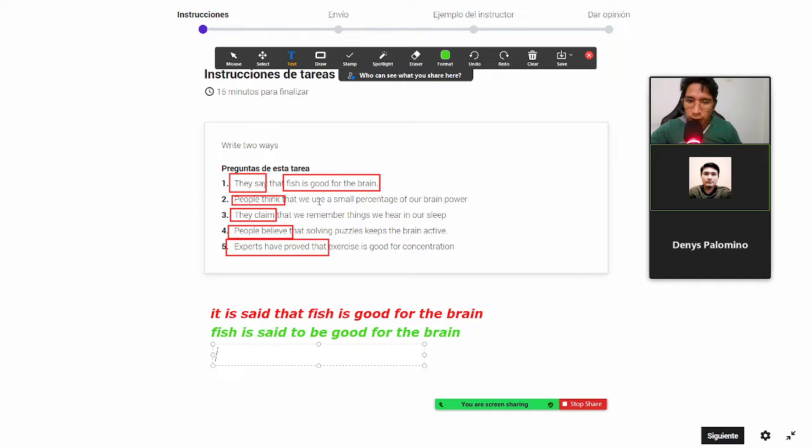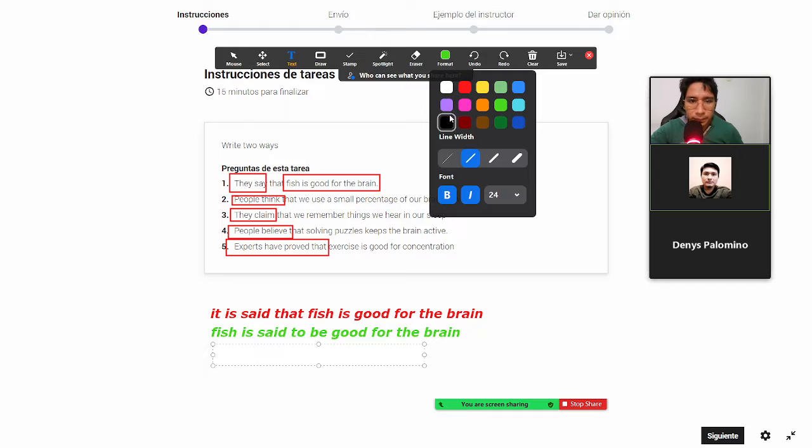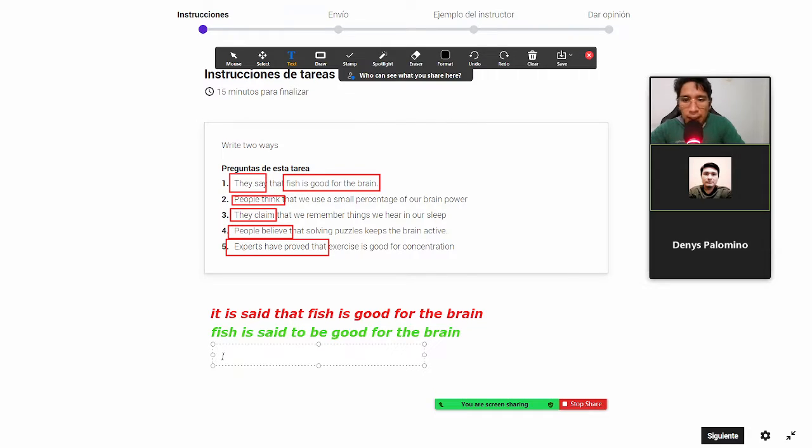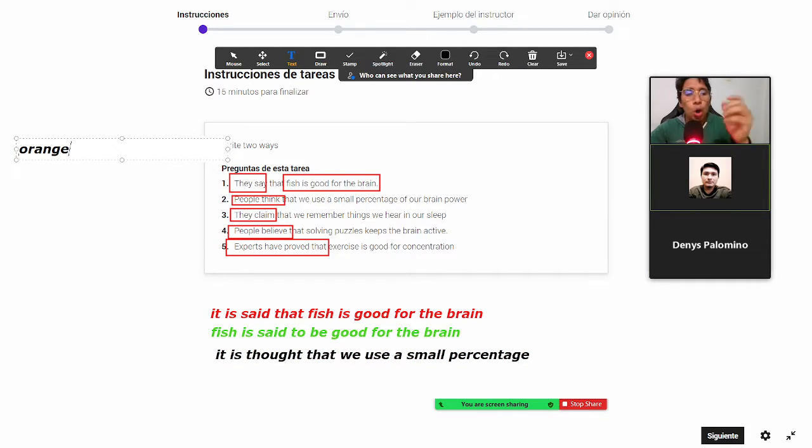People think that we use a small percentage of our brain power. It is thought that we use a small percentage of our brain power. Okay, repeat after me. Percentage. Like orange, for example. Orange. Page.